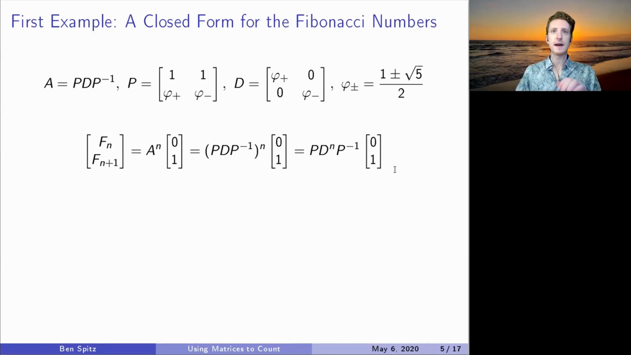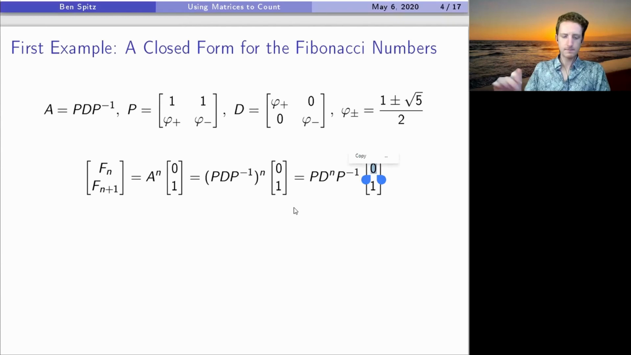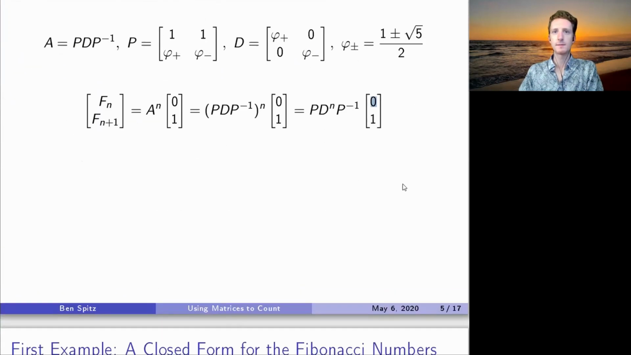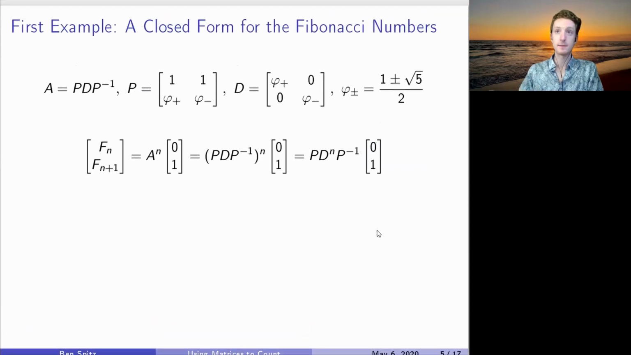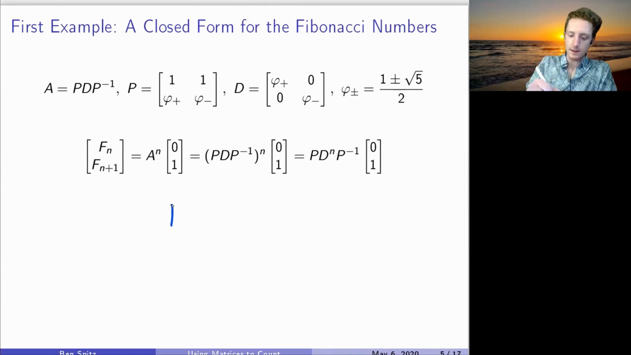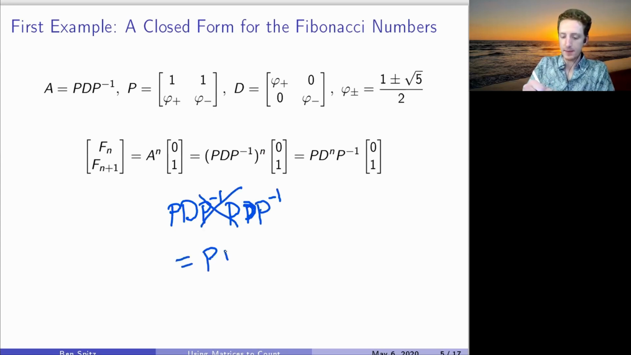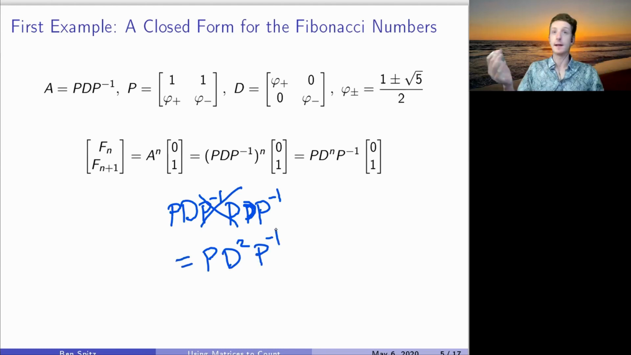The idea is, if I did PDP inverse twice, what I would get is PDP inverse times PDP inverse, and then the P and P inverse in the middle would cancel. So let me write that out. So that would be PDP inverse, PDP inverse, and these are going to cancel, and I'll be left with P D squared P inverse, and so on, however many factors I had. So PDP inverse to the n is just P times D to the n times P inverse, and then we apply that to 0, 1.